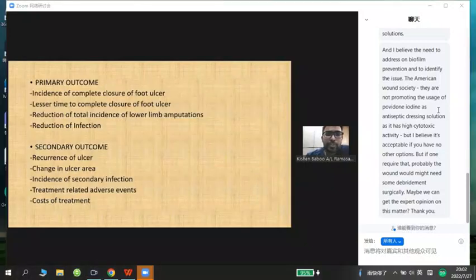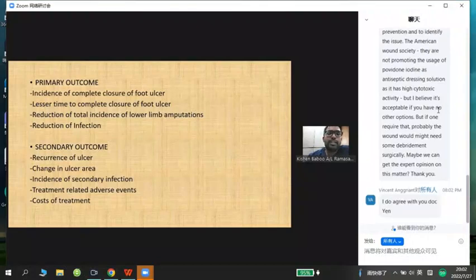So the primary outcomes are incidence of complete closure of wound ulcers, lesser time to complete closure of wound ulcers, reduced total incidence of lower limb amputations, reduced infection, recurrence of ulcer, change in ulcer area, reduced incidence of secondary infections and treatment-related adverse events, and also reduced cost of treatment.